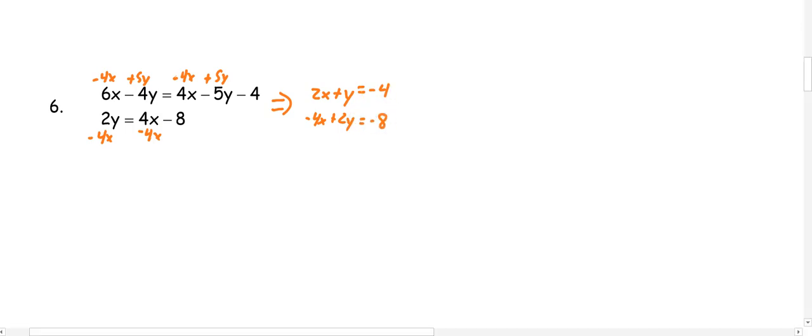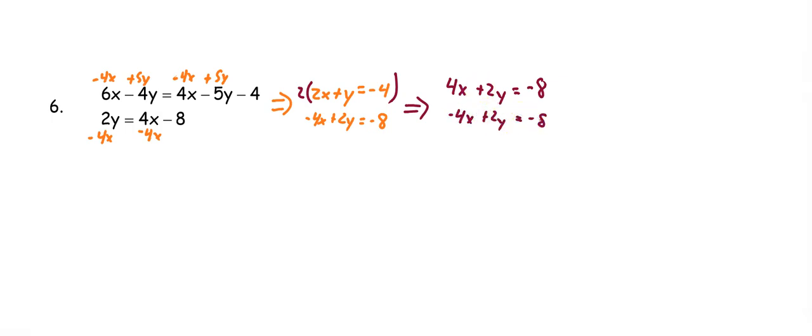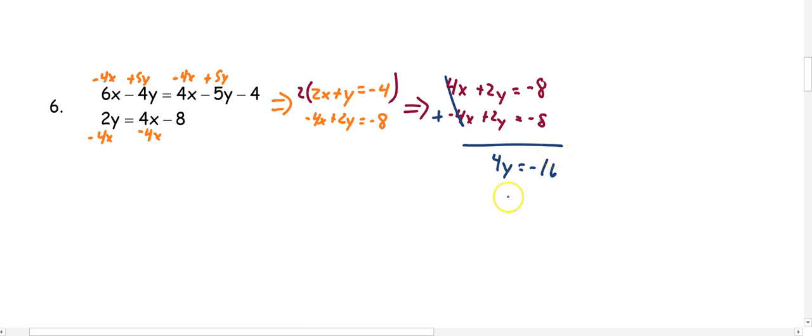So in order to eliminate one of the variables, I'm going to multiply the first equation by 2. So when I multiply, I get 4x plus 2y equals negative 8. And I still have negative 4x plus 2y equals negative 8. So when I add these equations straight down, the x's cancel out, and I'm left with 4y equals negative 16. When we divide, we get y is negative 4.